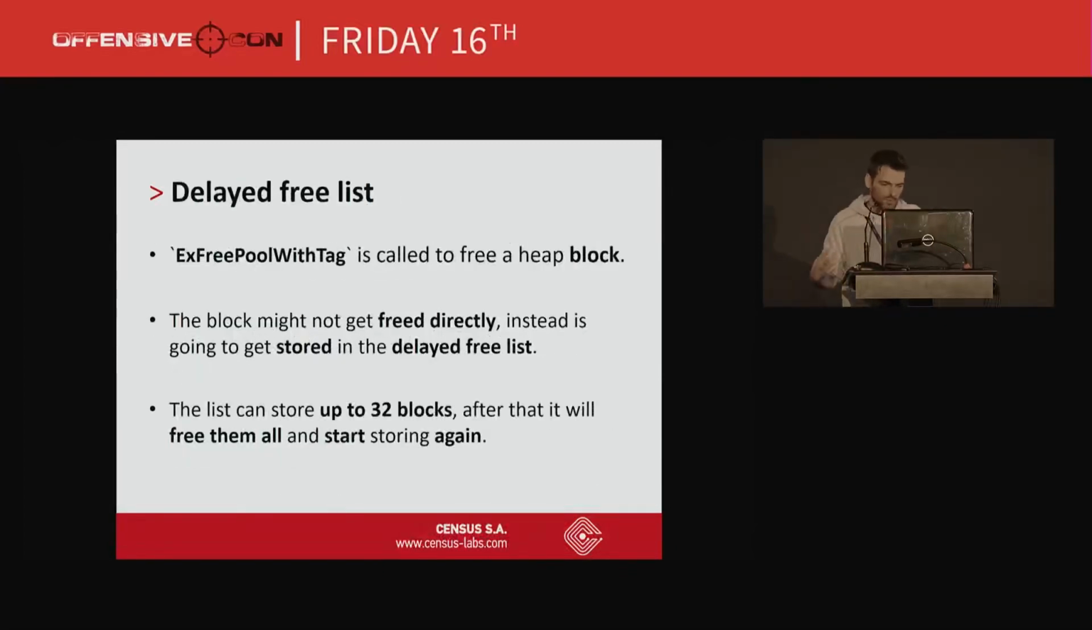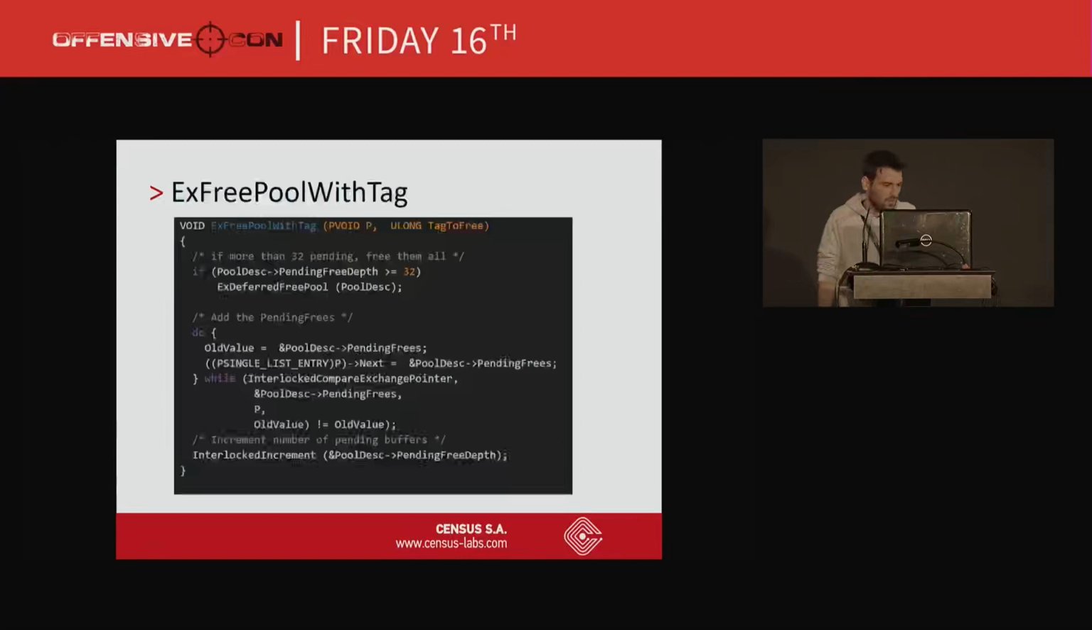So as you know, ExFreePoolWithTag is called to free a heap block. And that block might not get freed directly. Instead, it's going to get stored in the delayed free list. And the list can store up to 32 blocks. And after that, we'll free them all and start storing blocks again. I guess it was an old mitigation of Microsoft for the use after free, but I'm not sure though.